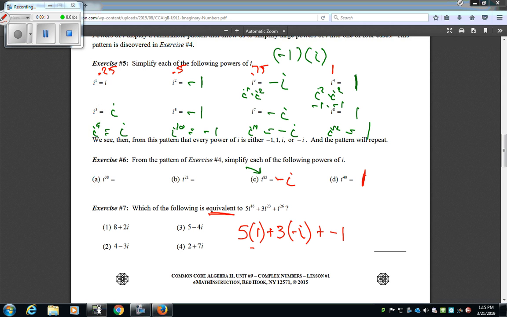So I have 5 minus 3i minus 1. So in this case, if I combine like terms, 5 minus 1, I get 4, which ends up being choice 2. So if you're looking at those powers, look back at this chart for exercise 5 and the pattern I talked about. Also, again, you'll see that I combined the 5 and the negative 1 together. I couldn't combine the negative 3i because the i is similar to a variable, and that wouldn't be a like term if I combined that.